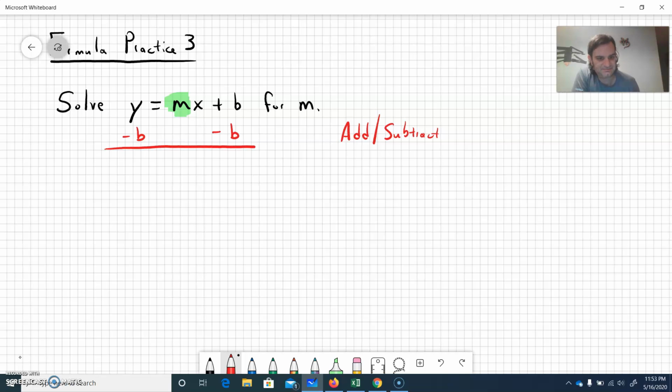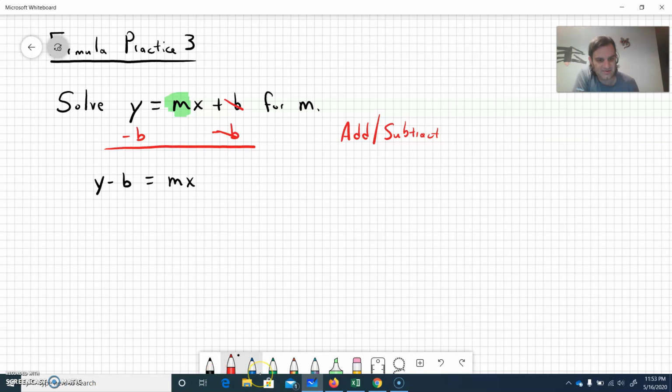As we do that, on the left we'll have y minus b. I know there are two different variables, but we're treating them as numbers, but as numbers we can't really combine them. And on the right we'll have mx, and the b minus b will cancel out. So we've just got y minus b equals mx.